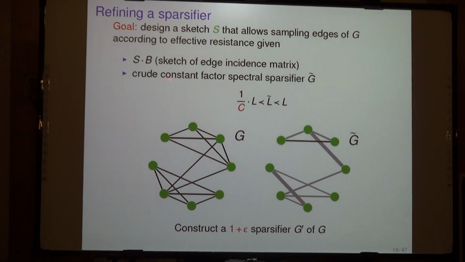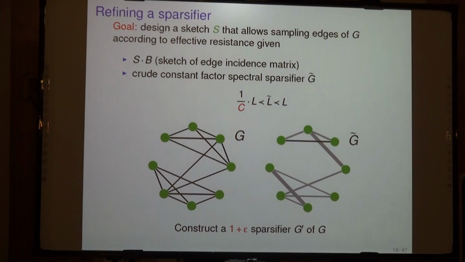And I will show that if I'm given this help, if I'm given the G tilde, then I can design a sketch S, such that with both of these pieces, I'm able to get from a crude constant factor spectral approximation G tilde and some more information about the graph in the form of a sketch, to a 1 plus minus epsilon sparsifier G prime. I will boost a bad constant factor approximation to a good 1 plus minus epsilon approximation. Any questions about the plan?